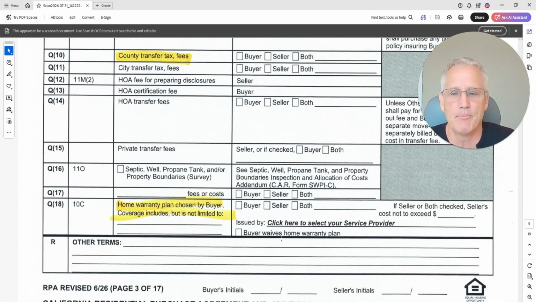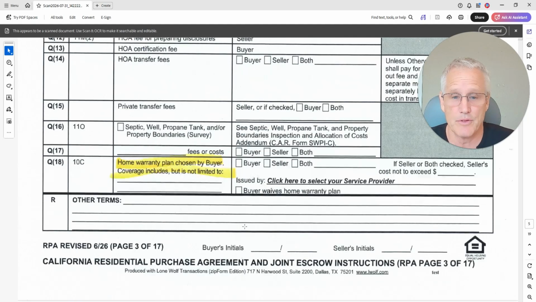And we've been seeing buyers also asking for sellers to pay for home warranties more recently. So again, the buyer can ask the seller to pay for a home warranty. But again, as a seller, you can always reject that or counter back on that item if you so choose.